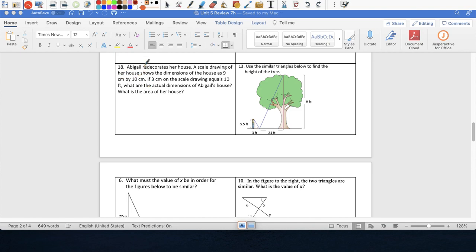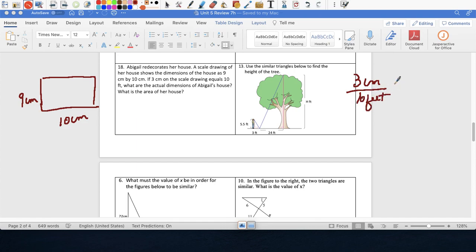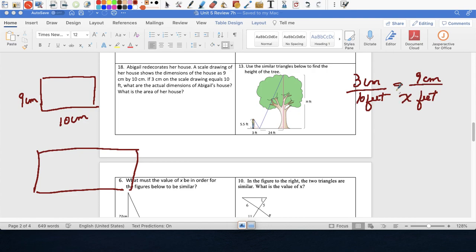So, Abigail redecorates her house. A scale drawing of her house shows the dimensions of the house as 9 centimeters times 10 centimeters. Same type of question. The scale here is 3 centimeters on her drawing equals 10 feet in real life. We want the actual dimensions in actuality. So let's do the 9 centimeters first. If I had 9 centimeters on the drawing, how many feet would that be in real life? Cross multiply, we get 3x equals 90, divide both sides by 3, this one's easy, x equals 30. So this is 30 feet.